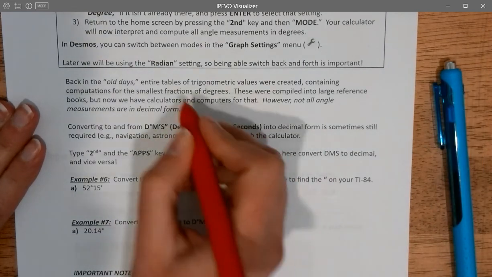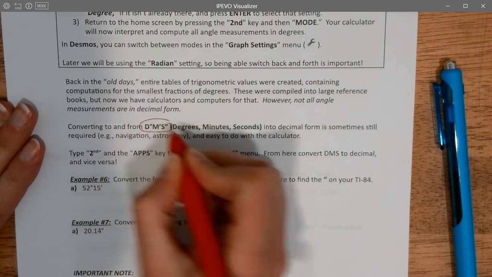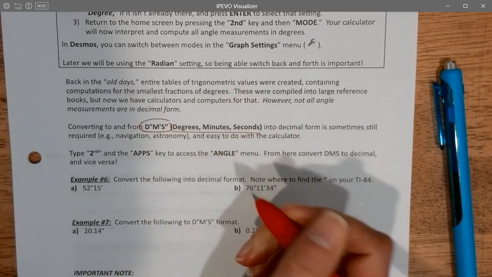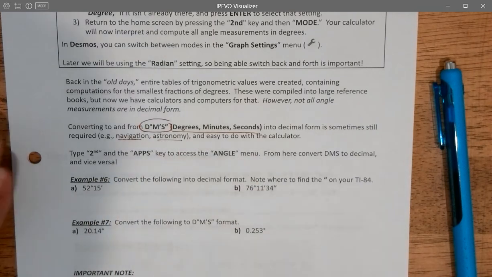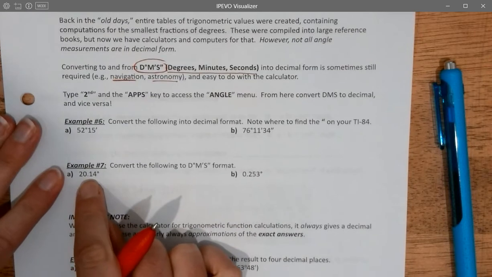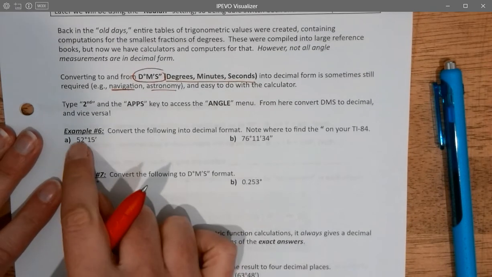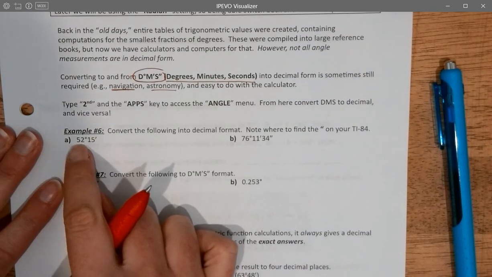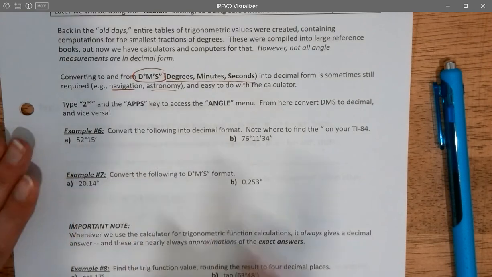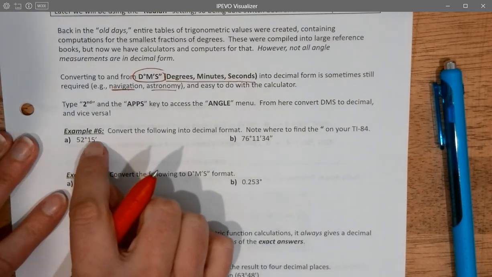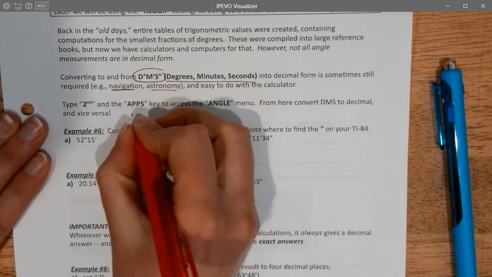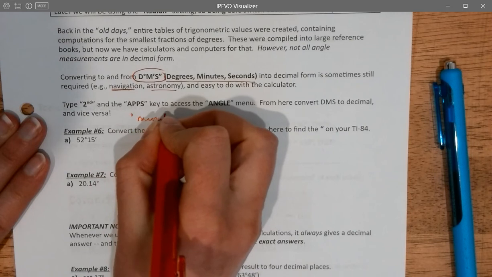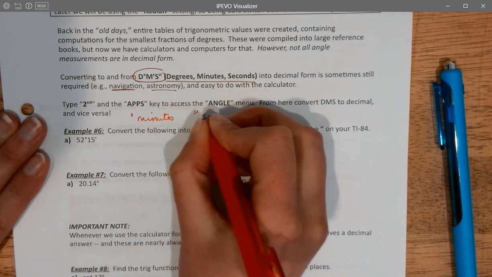Now, not all angles are measured in decimal form. Sometimes angles are measured in DMS form, or degrees, minutes, and seconds form. This is used in navigation, which is one of the big ones, or astronomy. So they don't use decimal degrees. They don't use something like 20.14 degrees. They say something like 52 degrees and 15 minutes. So the 1 tick is for minutes and the 2 tick is for seconds. So we have minutes and seconds.